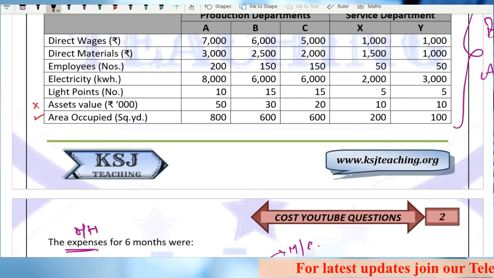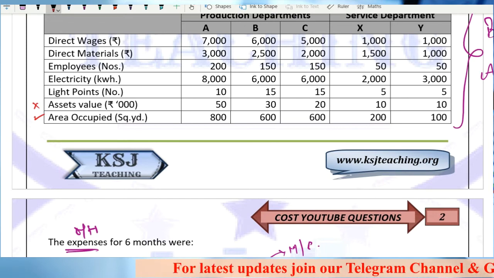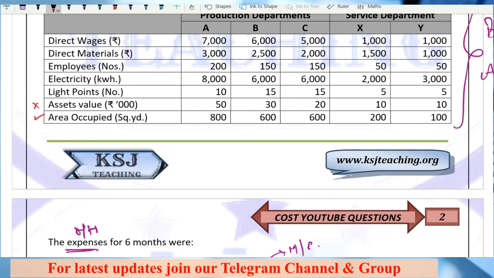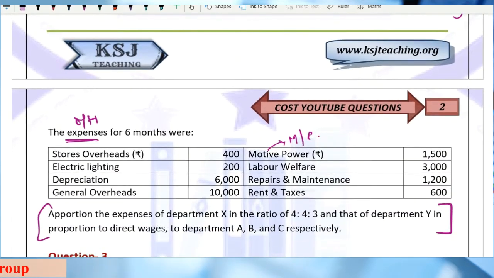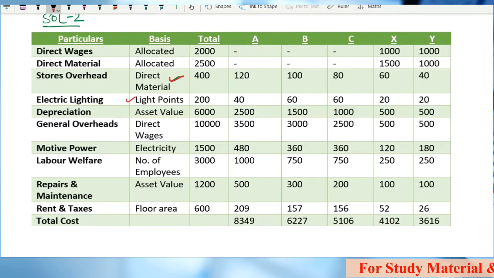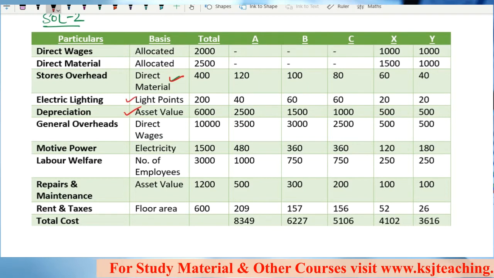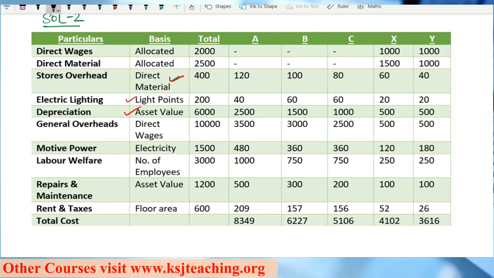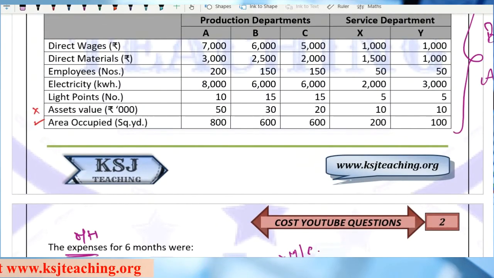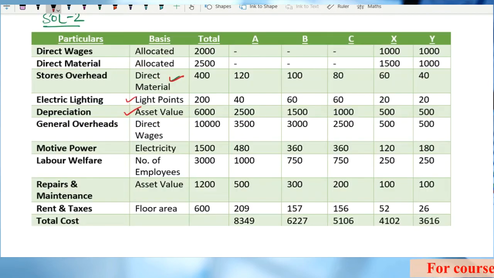That's why I said these all have to be the reasonable basis. There is no hard and fast rule related to these bases. These all are the reasonable basis. So we have assumed that the depreciation is of plant and machinery, and that is why we have distributed it on the basis of asset value. Clear? General overheads, I can distribute it on direct wages, labor hours, machine hours, anything what is given, right? The labor hours is not given, machine hours is not given, so I can distribute it on the basis of direct wages.